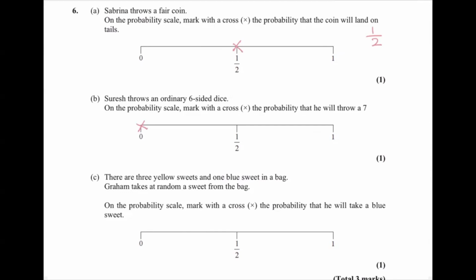3 yellow sweets and 1 blue sweet in a bag. That means that there are 4 sweets in the bag. So your total is 4. He's taking a random sweet. What's the probability it will be blue? Well, there's only 1 out of those 4. So the fraction is a quarter, which places us here on the scale.